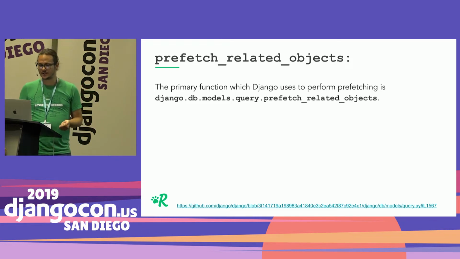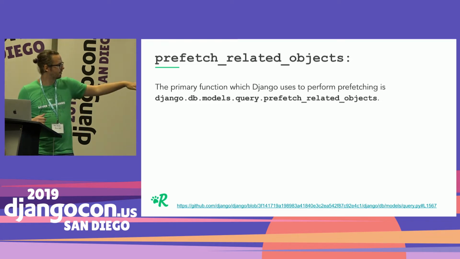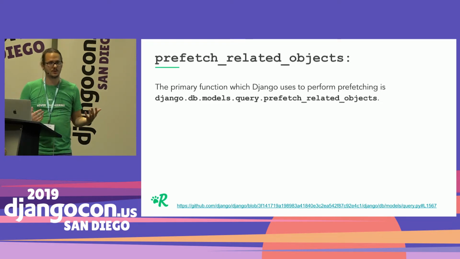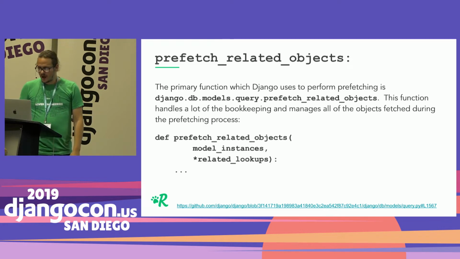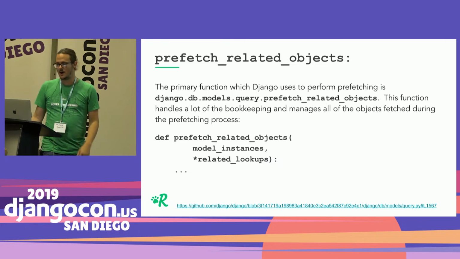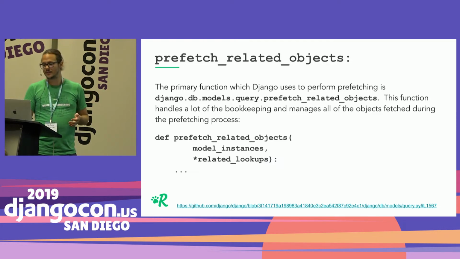So you can find this function in django.db.models.query. And the slides are available afterwards. I've put GitHub links to all the places in the source code where these things are happening. This function handles a lot of the bookkeeping during the prefetch-related process. For example, if you have favorite_toy double underscore manufacturer, the prefetch_related_objects function keeps track of, okay, these are all the favorite toys you've fetched, and now you have to get all the manufacturers for those.